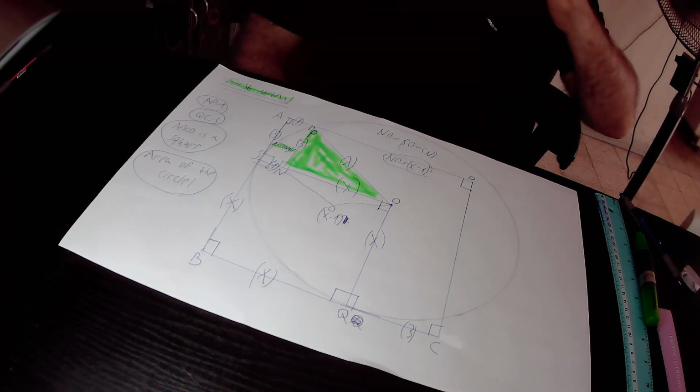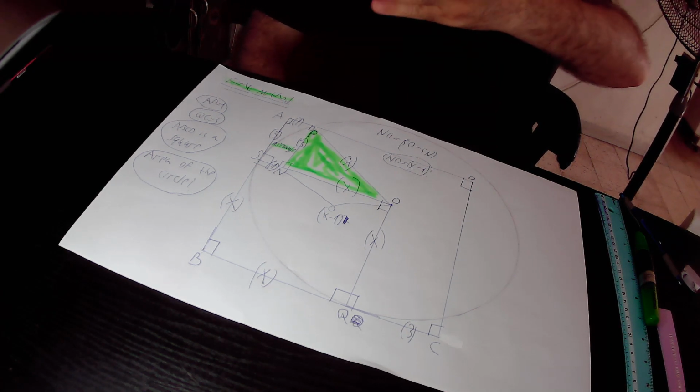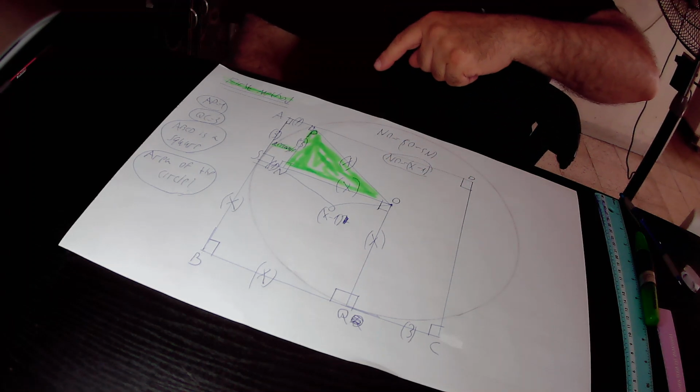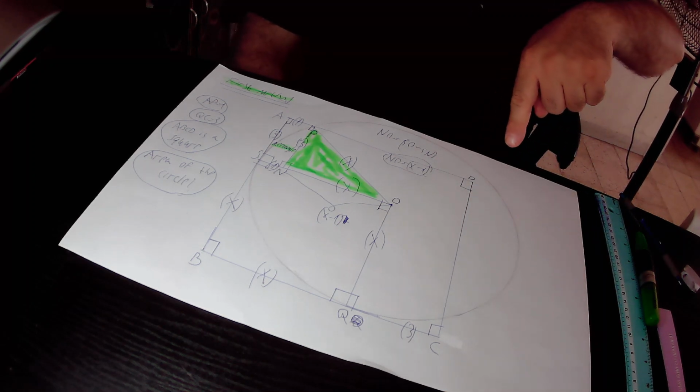Okay. We also know all the sides of a square are equal to each other. So in square ABCD, side AB equals side BC equals side CD equals side DA.